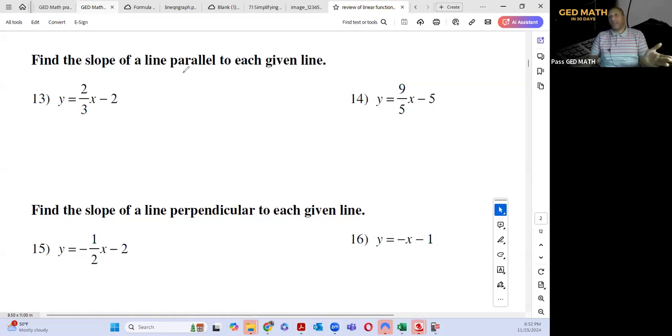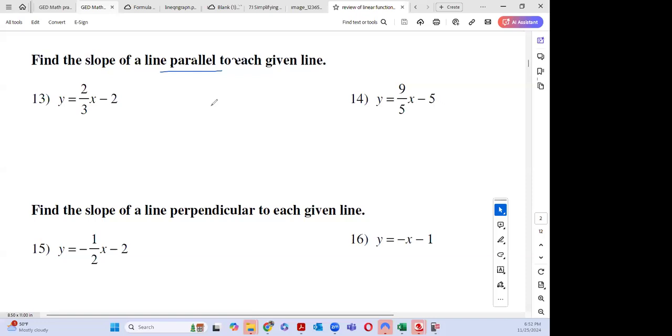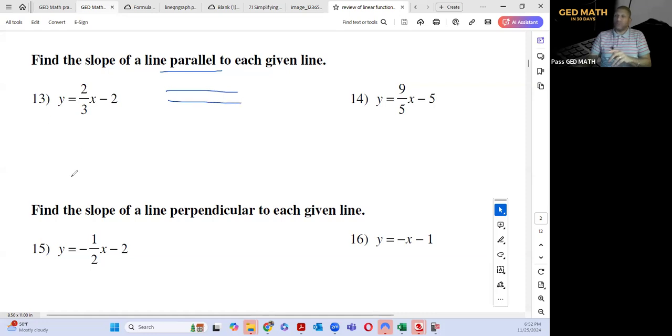Okay. So it says find the slope of a line parallel. What does parallel mean? 2 lines that never cross. You're 100% right. Lines that will never cross.